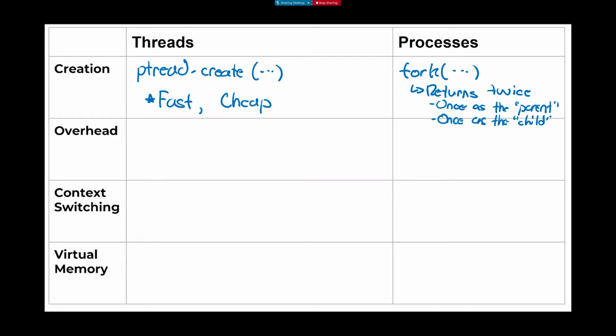So the parent forks, it clones itself, it now has itself and a new child process. Because it has to copy itself, its virtual page table, everything about it, this is slow and expensive. So it takes significantly more time to create an entire copy of yourself than it does to just create one thread that's an extra function that you're going to run at the same time.